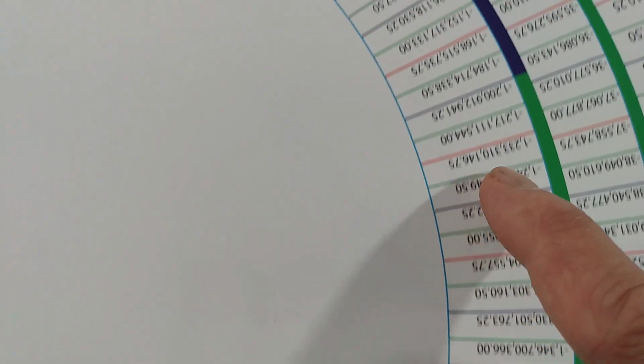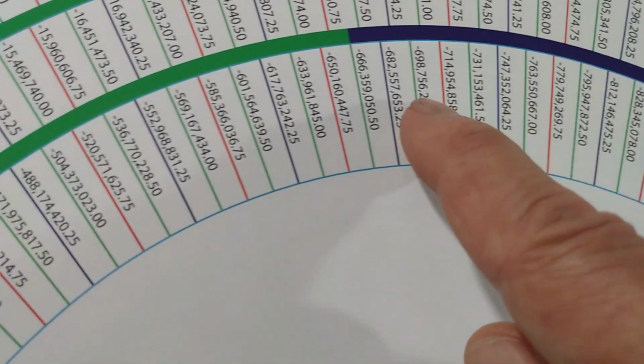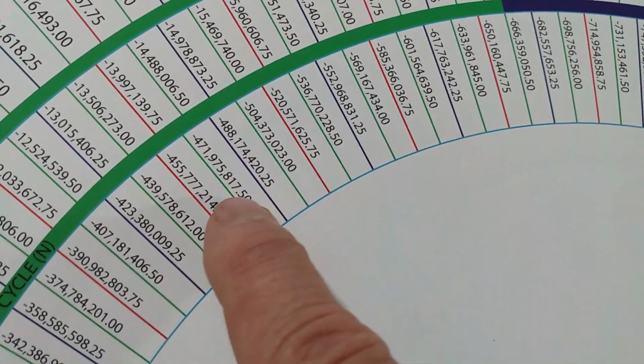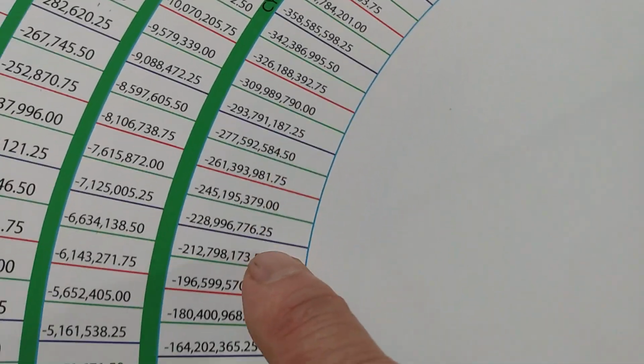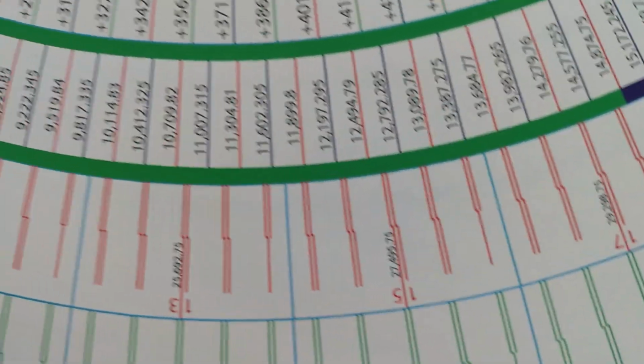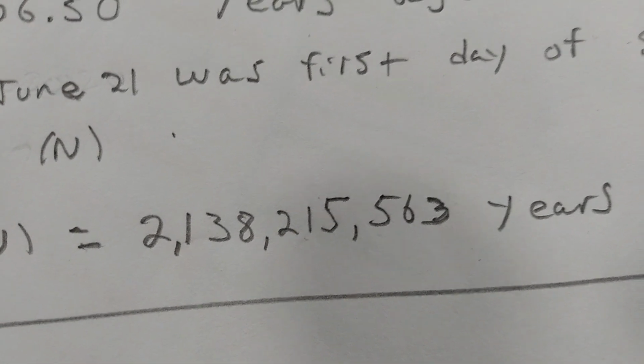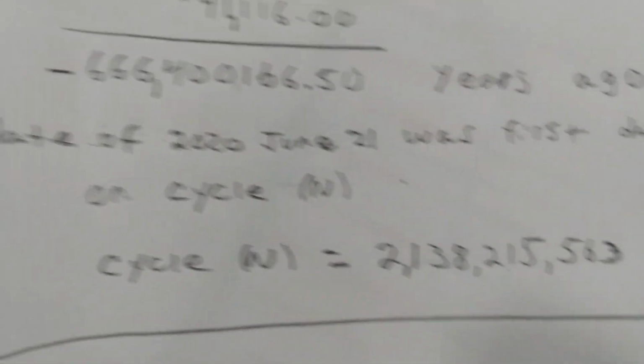Cycle O is 64 million years, so 64 million times 33 is going to equal the cycle N, which is a 2 billion year cycle. Yeah, right there. That's a 2 billion year, 138,215,563, as you can see.